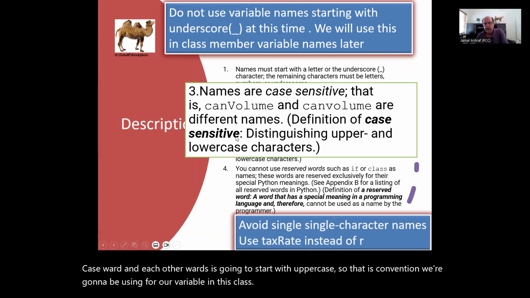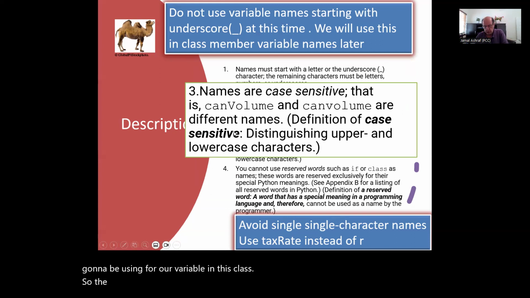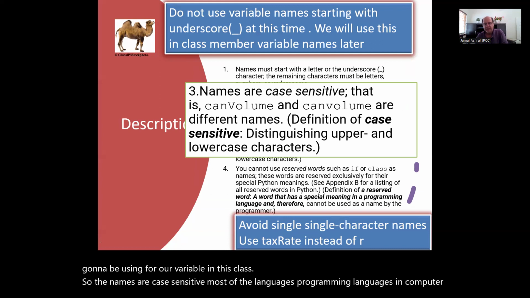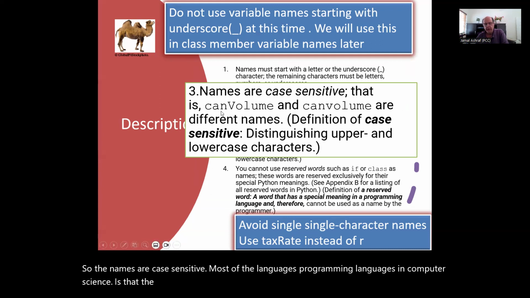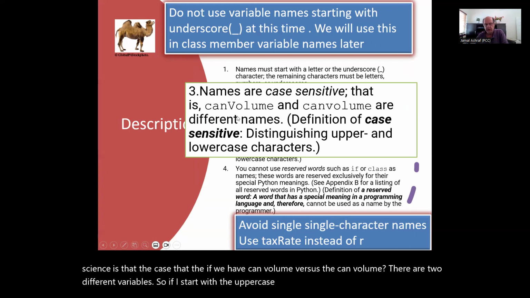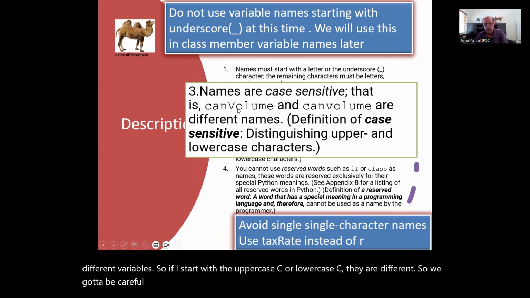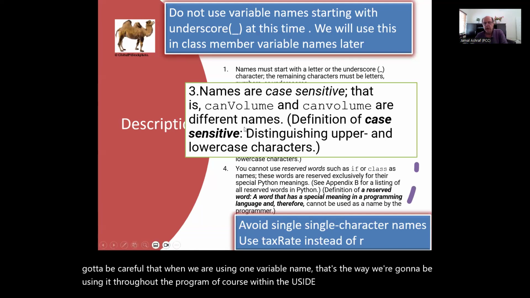The names are case sensitive. In most programming languages in computer science, if we have can volume versus the Can volume, there are two different variables. If I start with an uppercase C or a lowercase c, they are different. So we have to be careful that when we use one variable name, that's the way we use it throughout the program. Of course, within our IDE, it's going to help us out.